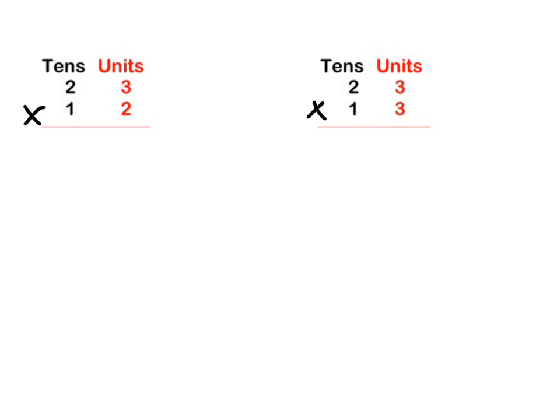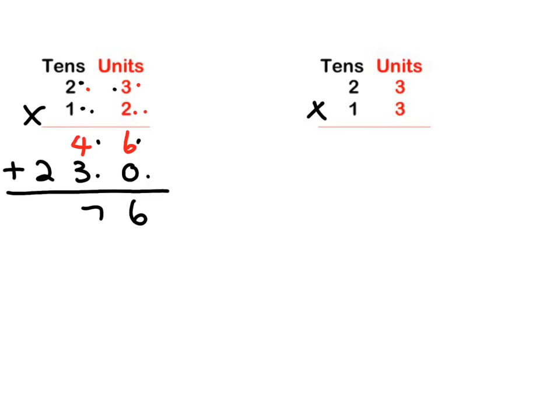Let's start. 3 times 2 is 6. 2 times 2 is 4. Finished with our units. Now we're going on to our tens. Anything times 10 ends in 0, so we put a 0 down. 1 times 3 is 3. 1 times 2 is 2. Now we're going to add them all up. 6 plus 0 is 6. 4 plus 3 is 7. And 2 plus nothing is 2. Okay. Next one.